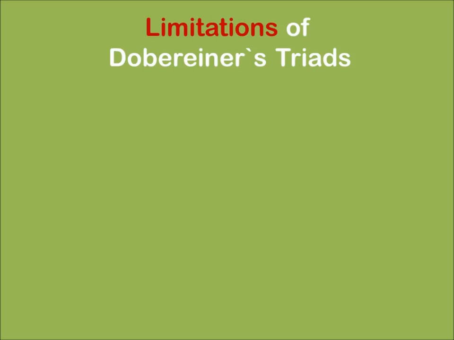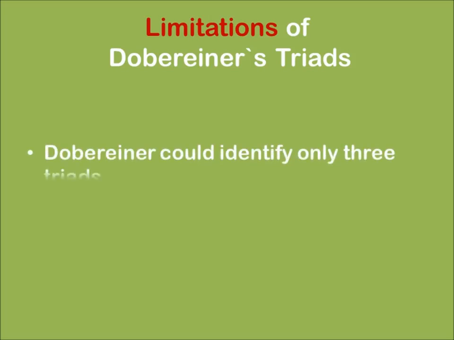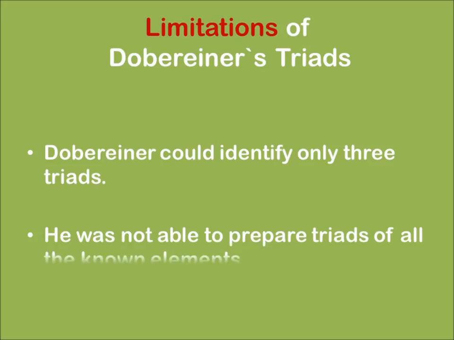Limitations of Dobereiner's triads. Dobereiner could not identify more than 3 triads. He wasn't able to prepare triads of all the known elements. That was the main drawback.